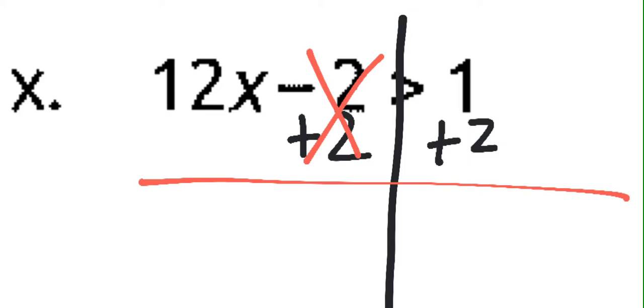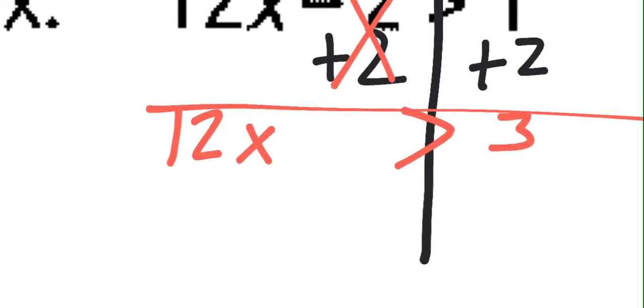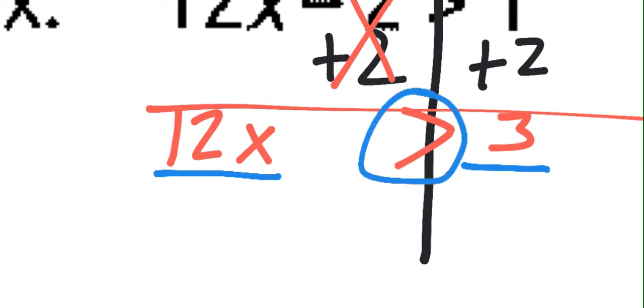On the left side, I'm left with my 12x, so I'm going to bring that down. On the right side, I'm left with 1 plus 2 is 3, and I've got to keep my sign, that greater than or equal to symbol. I've got to get everything away from the x, so I'm going to divide by 12. What I need to make really, really clear to you guys is I'm dividing by a positive number. I don't have to do anything with that symbol. It's going to stay exactly like it is because I'm dividing by a positive.